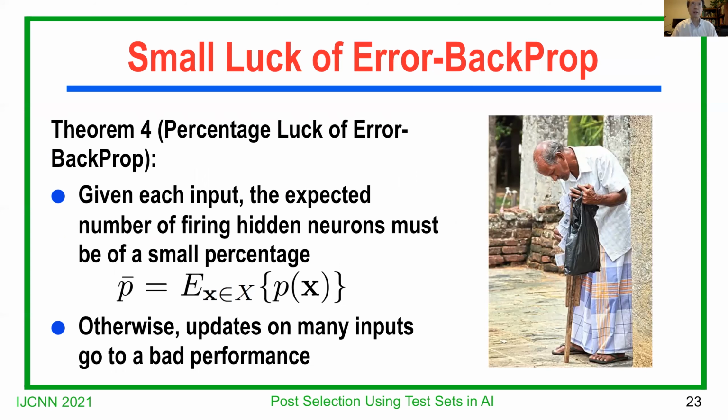For error-BackProp, it has a small luck. Theorem 4: given each input, the expected number of firing hidden neurons must be a small percentage, because in each case you need to have a few neurons responsible for that situation. So a small percentage, otherwise updates on many inputs lead to bad performance. This senior gentleman has a lot of lottery tickets.